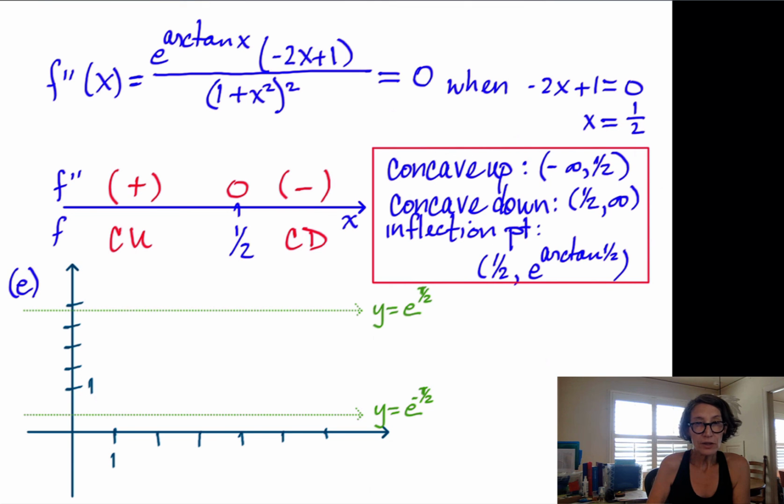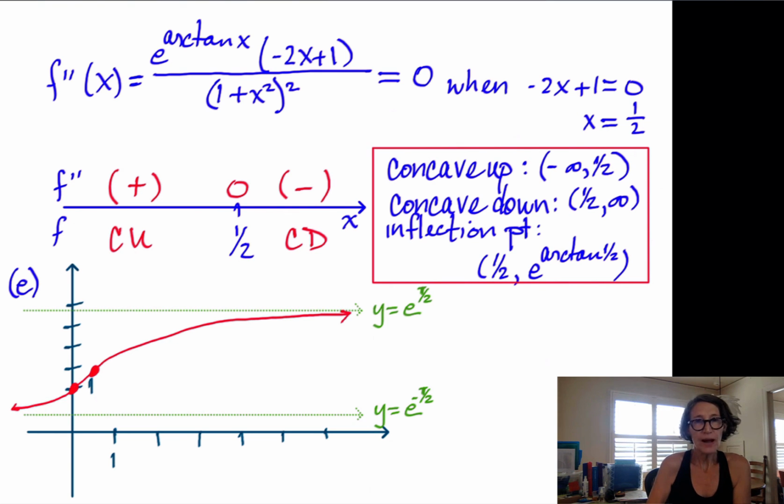The y-intercept, when x is equal to 0, we have e to the arctangent of 0. And remember, the arctangent of 0 is 0. So the y-intercept is e to the 0, which is 1. And then we have a point of inflection at 1/2, e to the arctangent of 1/2. If we put arctangent of 1/2 into a calculator and then raise e to that number, I'll put a point there. And so it's concave up and then concave down.